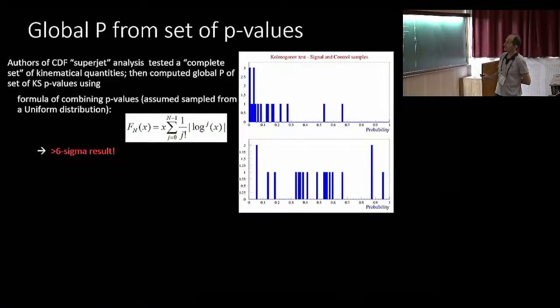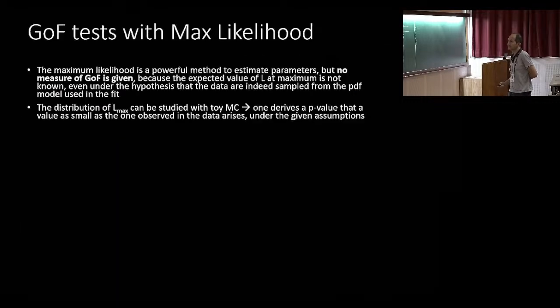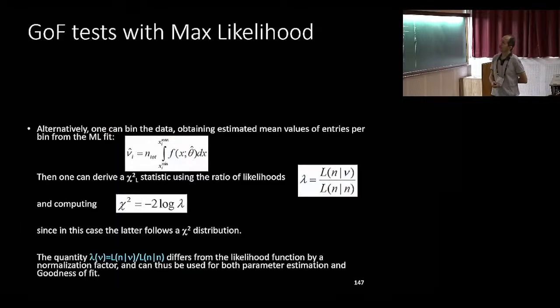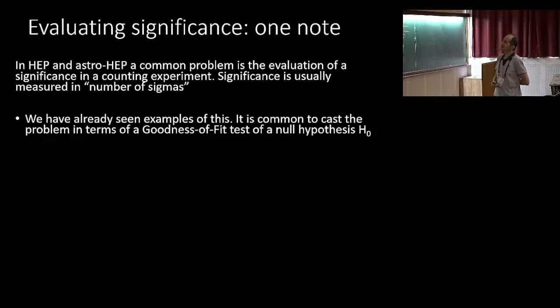So these are the numbers for the Poisson, for the p-values of the Kolmogorov test of the analysis in CDF compared to some reference model, but I won't go there. And let's skip this as well.